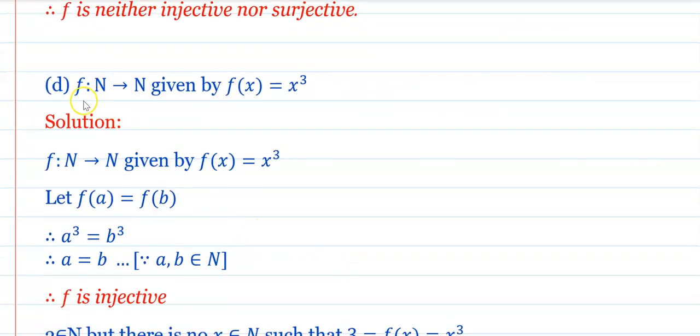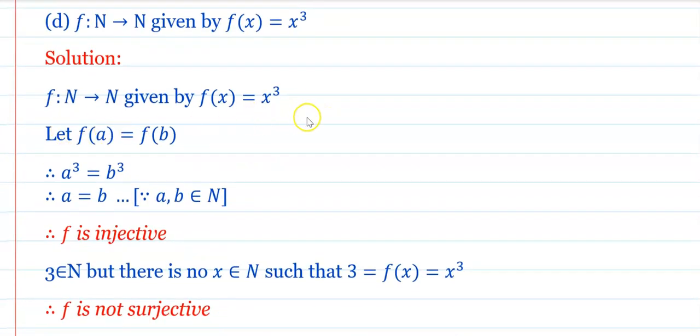Interesting. Next, the function is defined from N to N, given by f of x is equal to x cube. Set of natural numbers आहे, आणि त्या natural numberच्या बाबतीत काही प्रॉब्लेम नाही. All numbers are 1 to infinity पॉझिटिव्ह असतात. f of a is equal to f of b, जर समजा दोघांचे images सारखे असतील, then the elements are equal, and therefore the given function is injective.